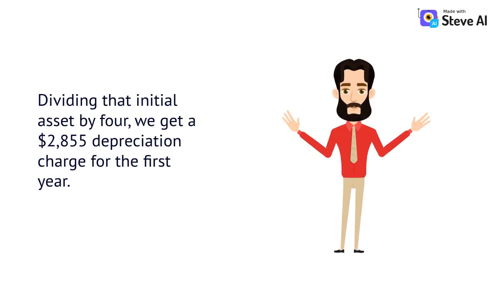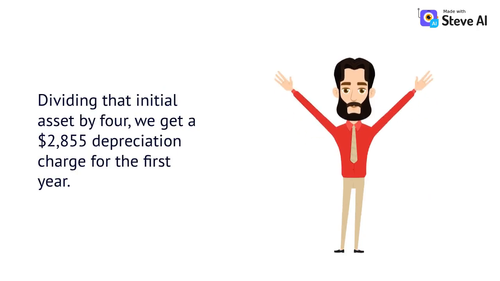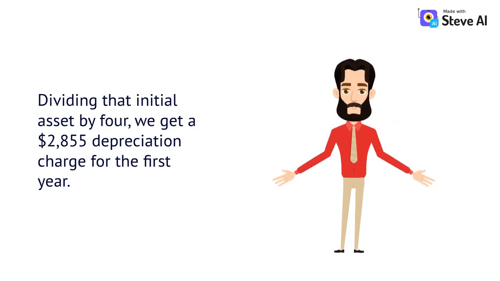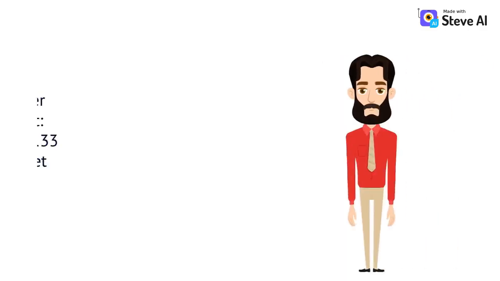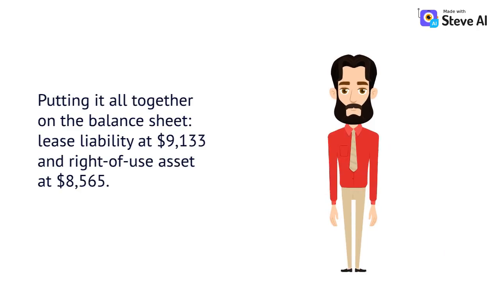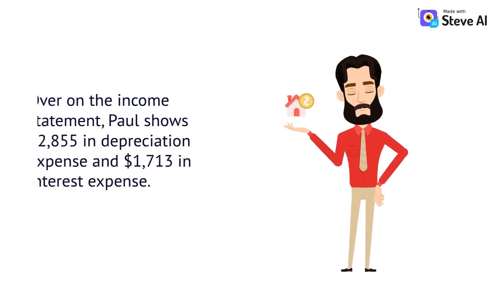Dividing that initial asset by 4, we get a $2,855 depreciation charge for the first year. That leaves the carrying amount of the right-of-use asset at $8,565 on December 31st, 20X2. Putting it all together on the balance sheet, lease liability at $9,133 and right-of-use asset at $8,565.